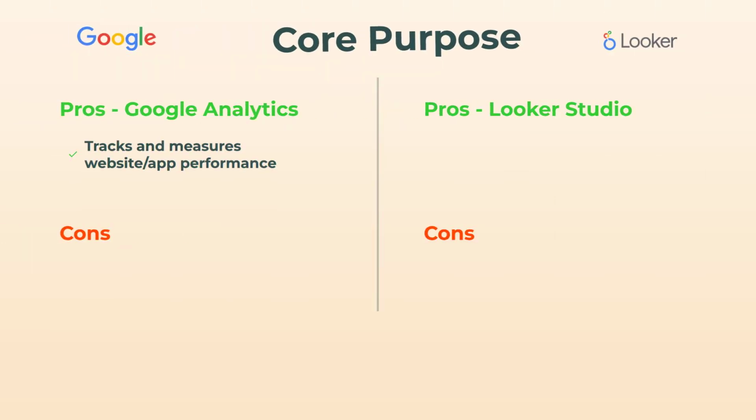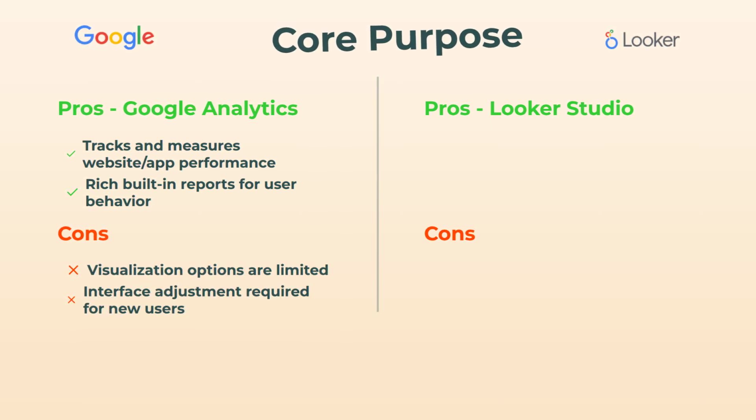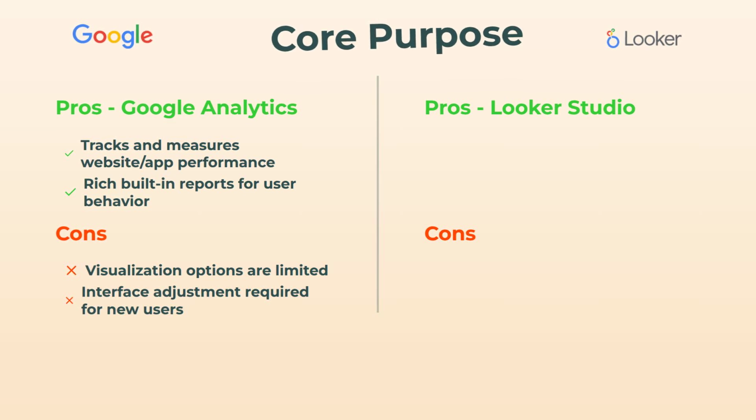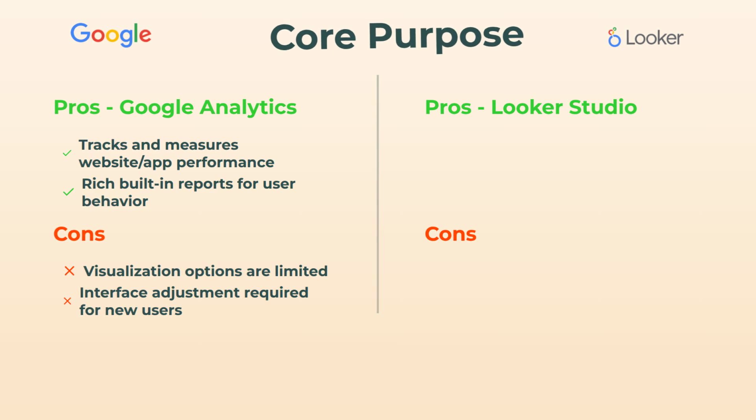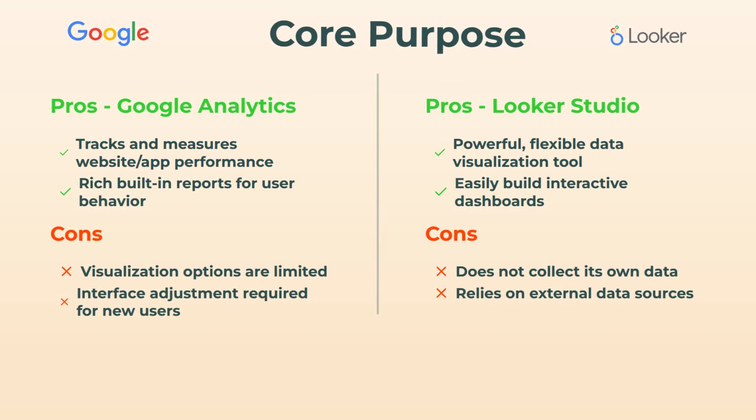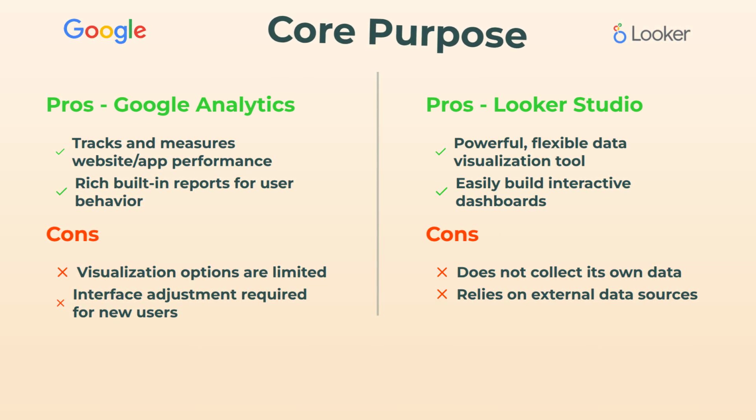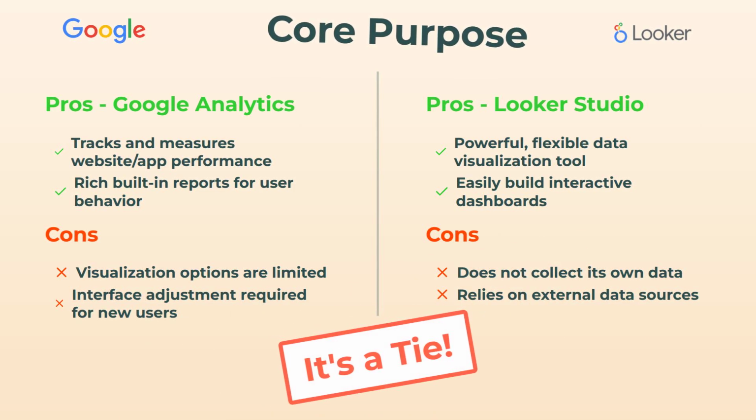So, starting off with core purpose. Google Analytics is all about tracking and measuring what folks are doing on your site or app. Seriously, it gives you these super detailed reports about user behavior. Looker Studio, on the other hand, is built for visualizing pretty much any kind of data you want. You get these slick, interactive dashboards. But here's the kicker. Looker Studio doesn't collect data itself. It just makes your numbers look awesome. Honestly, both tools are really good at what they set out to do, so calling this a tie feels right.